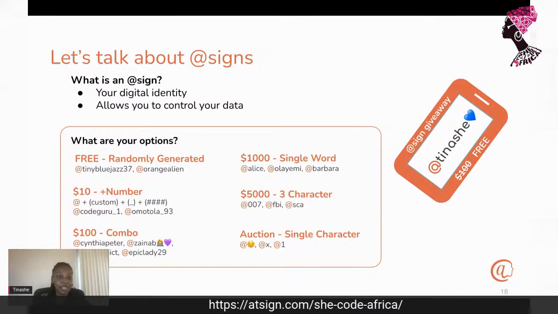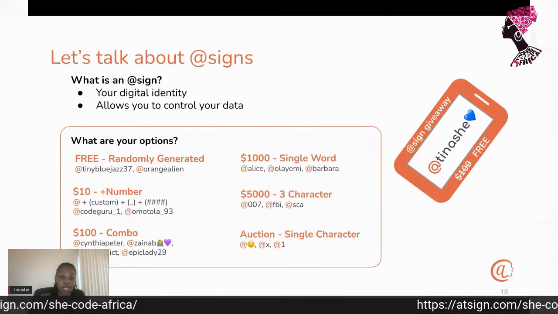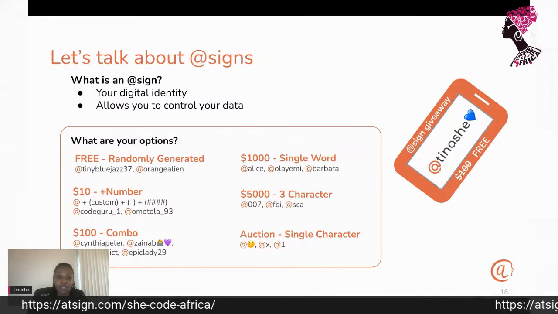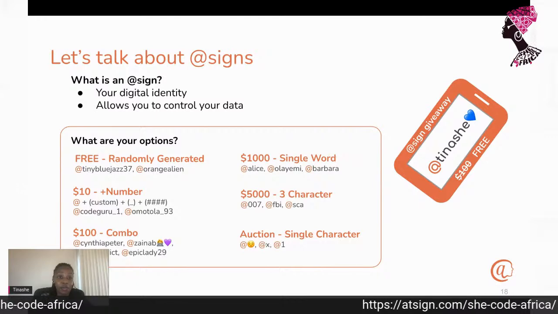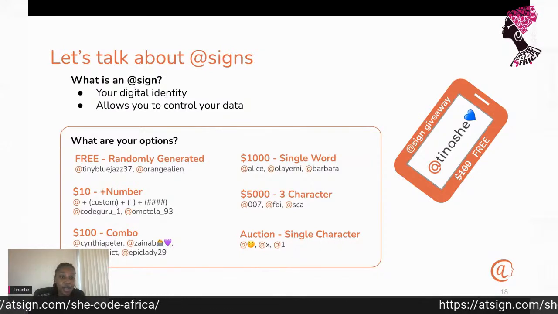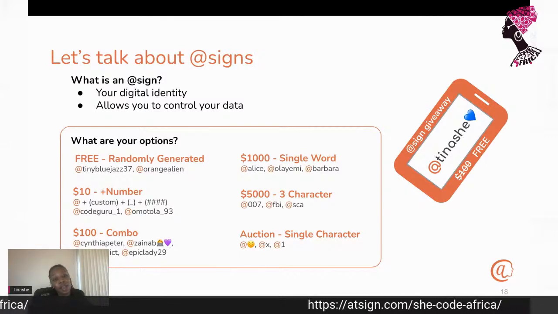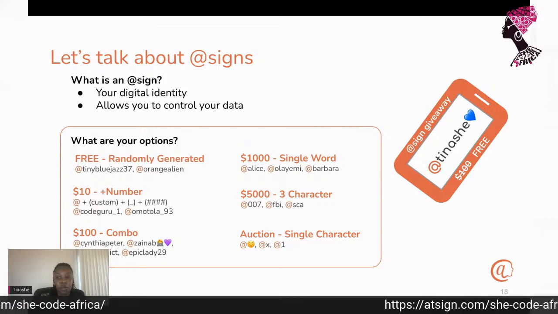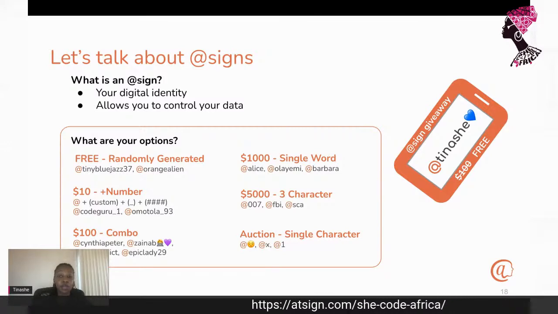But yeah, so we have free randomly generated @signs, which are our favorite at the company because some of them are absolutely hilarious. But these are randomly generated, and they're usually very strange things like Tiny Blue Jazz 37 or Orange Alien. I have Too Shy. I've got Corresponding Dinosaur, got a lot of really random ones. And these are totally free. You can have up to 10 of these. And then we have what we call plus number @signs. So these are a word or a few words of your choice, followed by an underscore and up to 4 numbers.